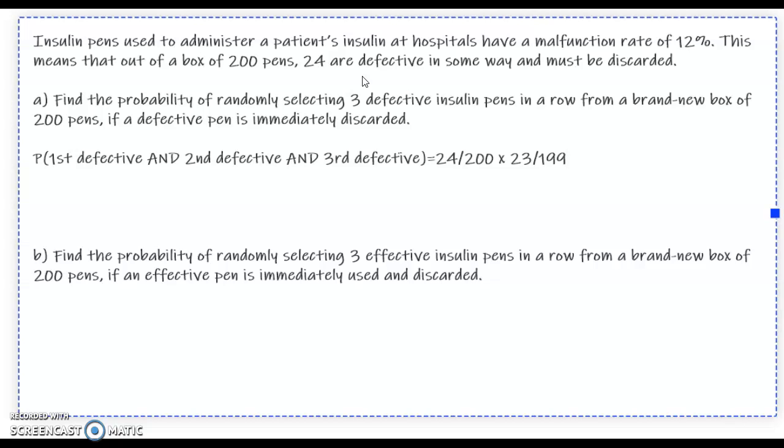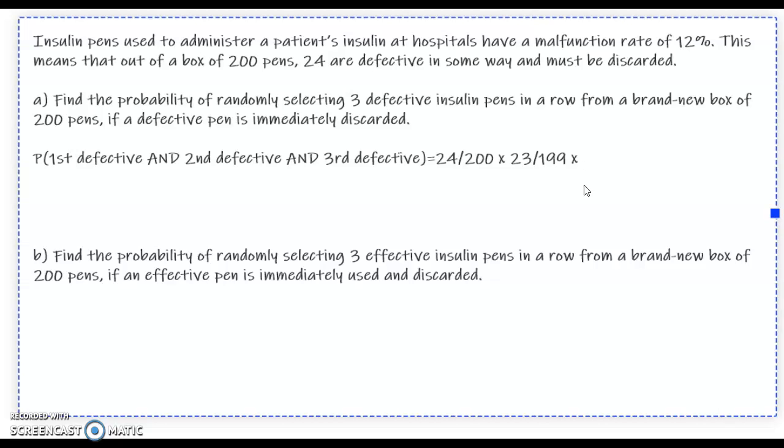Let's think about that for a second. I used 199 in the bottom because I did have 200, but I threw one away because it was defective. And I did have 24 pens that were defective, but now I only have 23. And again, this fraction here came from this probability here. And our third question is find the probability of a defective pen after you've already drawn out one, threw it away, drawn out another, and threw it away.